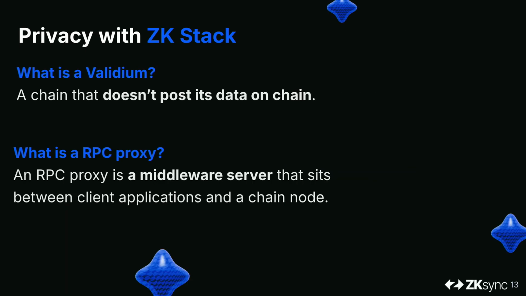So just to define some of these terms, what's a validium? Essentially, it's a chain that doesn't post its data on chain. What does that mean? Basically, the data on chain doesn't get to other chains. It doesn't get to Ethereum. It's private. And then what is an RPC proxy? It's essentially a middleware server that sits between the client applications and the chain node, and that's where the authentication would happen, just like in Web2.